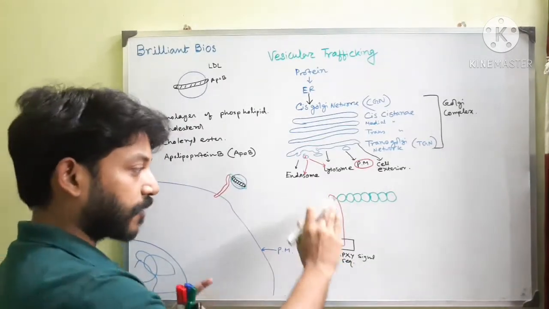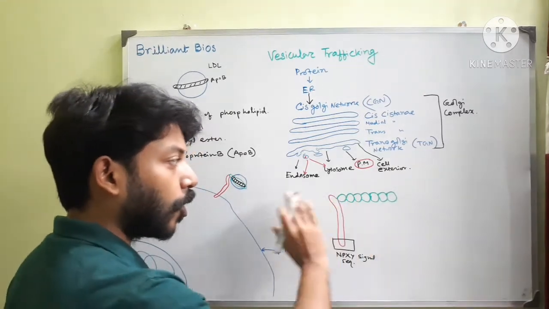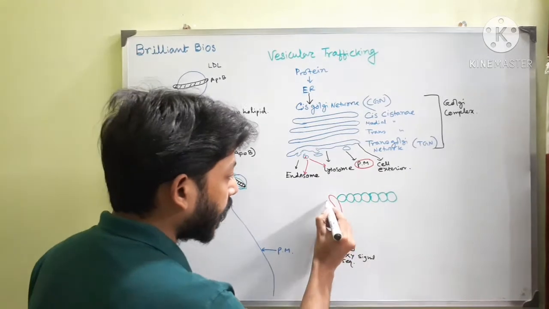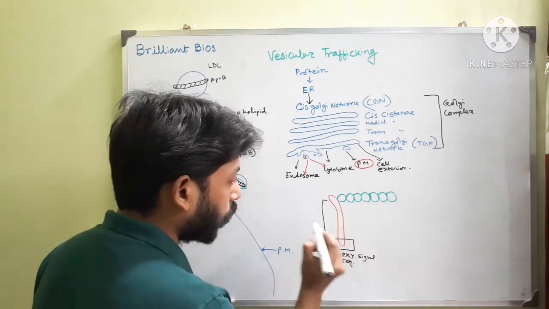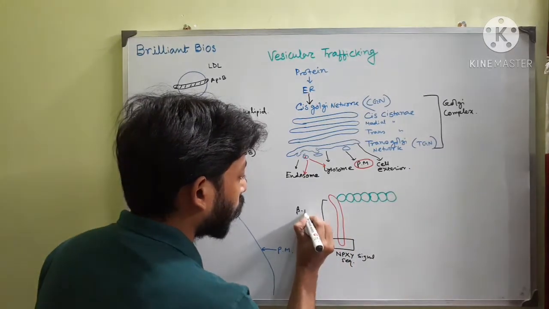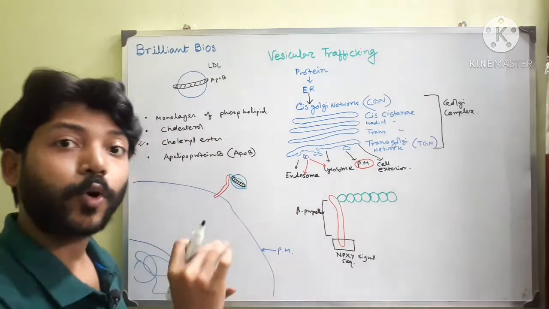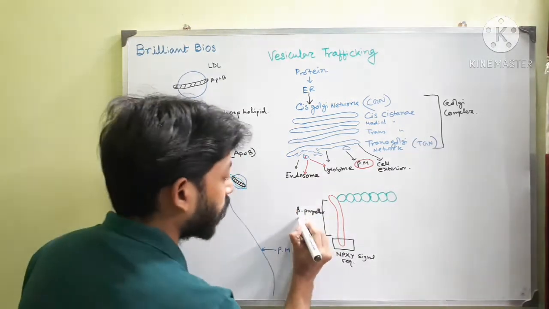But at first I want to share all the information about the receptor. So this is the NPXY. Then this whole region is called the beta propeller. This region also has a very important function, the beta propeller domain.